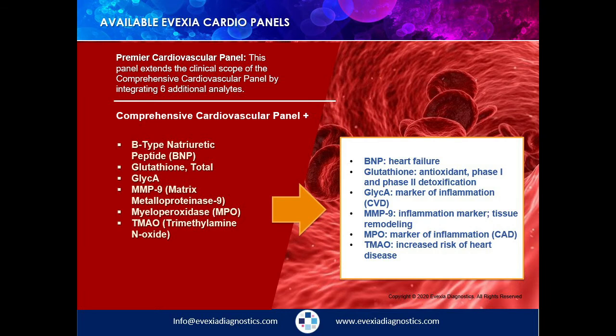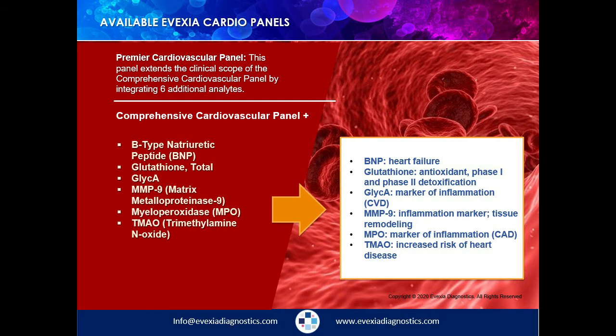The final panel is the Evexia Diagnostics Premier Cardiovascular Panel. So aside from containing the analytes I just mentioned that are in the comprehensive cardiovascular panel, this panel adds an additional 6 analytes pertinent to cardiovascular health, and you see them outlined on the slide. There's B-type natriuretic peptide, glutathione, glyce-A, matrix metalloproteinase 9, myeloperoxidase, and an analyte called trimethylamine N-oxide.